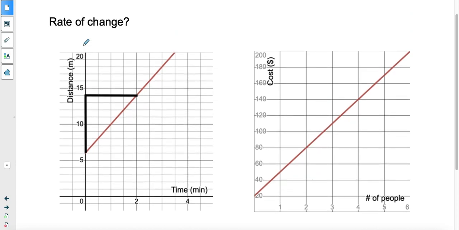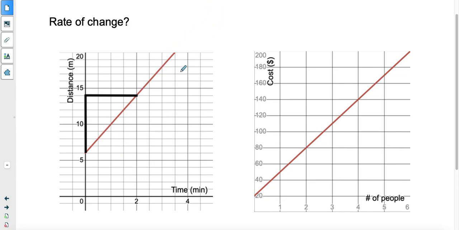Okay, let's take a look at another example now. So these lines do not start at 0. You'll notice the lines before, they started at 0, but these ones don't. But to find the rate of change, the idea is still the same. We still need to find the rise, and we still need to find the run. So let's do that.